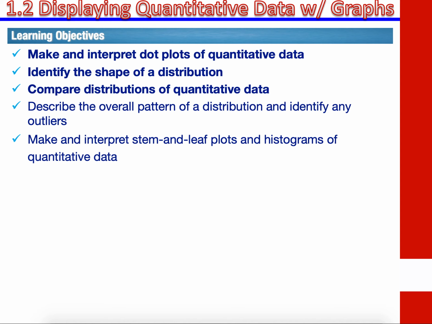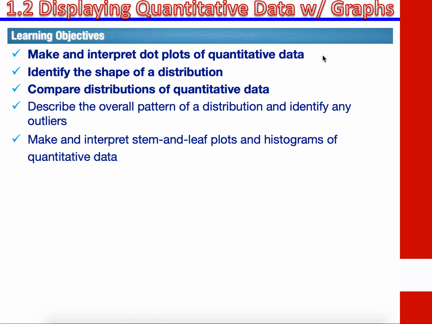Folks, this is Murphy here doing a video on the first half of section 1.2, displaying quantitative data with graphs. And parallel to the first video, which dealt with a couple different types of bar graphs, some circle graphs, frequency tables, two-way tables, that was all with categorical data. So now we're going to move on to quantitative data as well. Talk about making and interpreting dot plots, which is a way of visualizing that data.